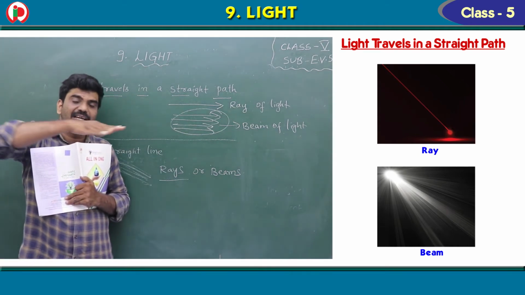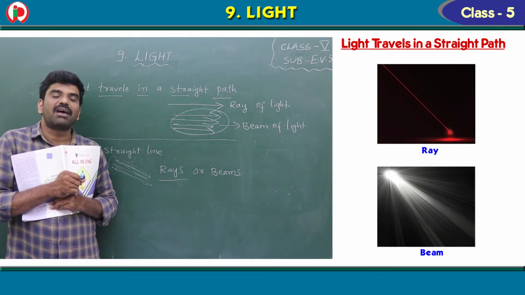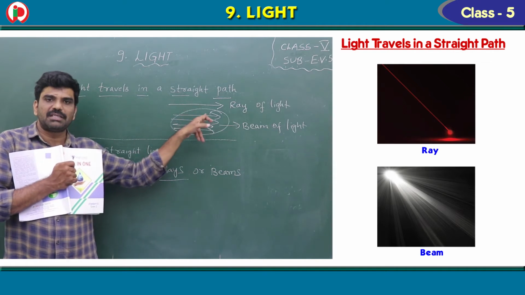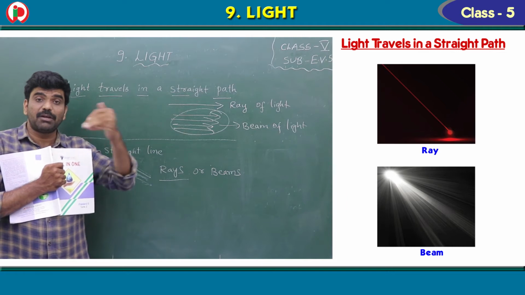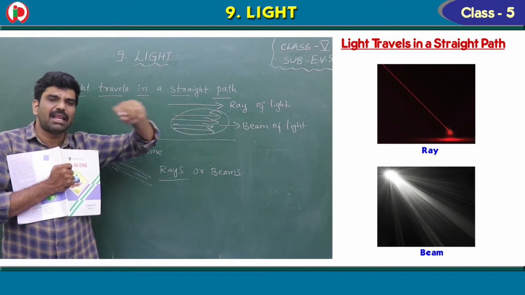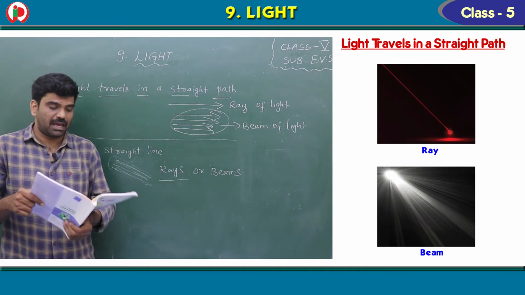Light travels in a straight line. Light travels in the form of rays or beams. A ray is represented by a single line, whereas a beam is represented by a group of arrows. This is an arrow.